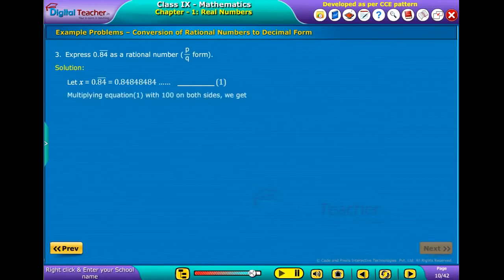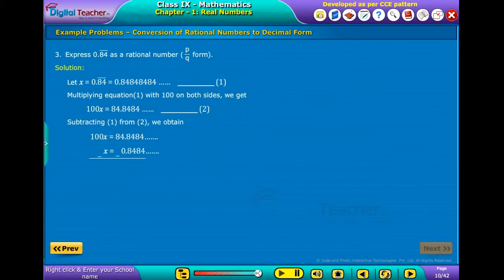Express 0.84 bar as a rational number in P by Q form. Solution: let x be equal to 0.84 bar, which is represented as equation 1. Multiplying equation 1 by 100 on both sides, we get equation 2. Subtracting 1 from 2, we obtain as follows. Therefore, the P by Q form of 0.84 bar is 28 by 33.